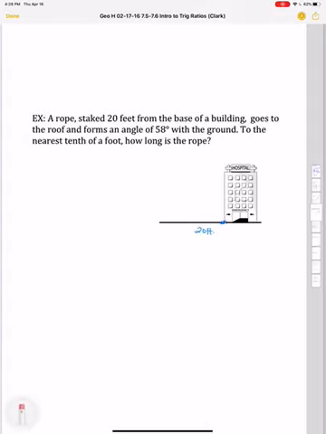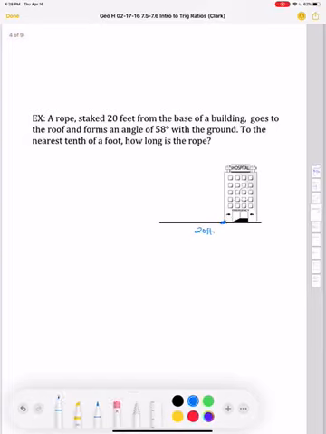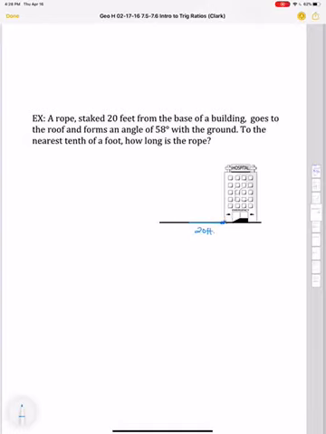Okay, and it's staked, oh, I erased it. So it's staked here. This distance is 20 feet. And it goes to the roof, right there. And it forms a 58-degree angle with the ground. To the nearest tenth of a foot, how long is the rope?